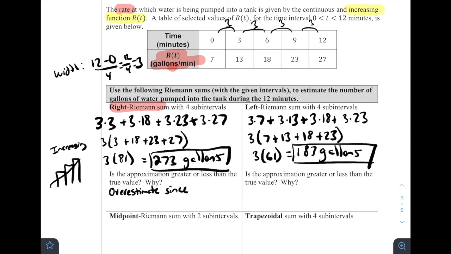since, and here's our reasoning, r of t is increasing and we're doing a right Riemann sum.